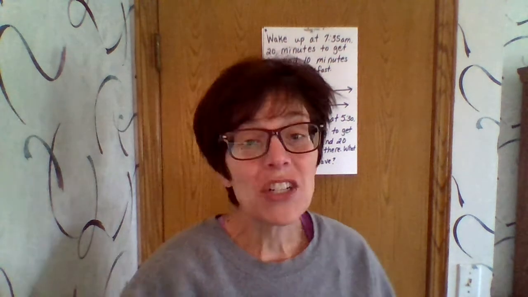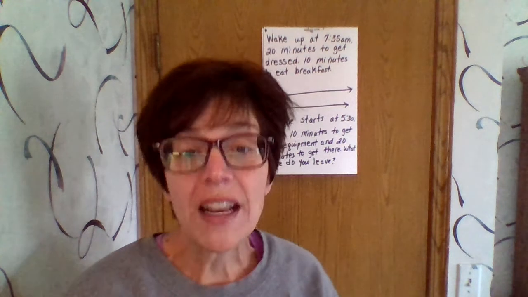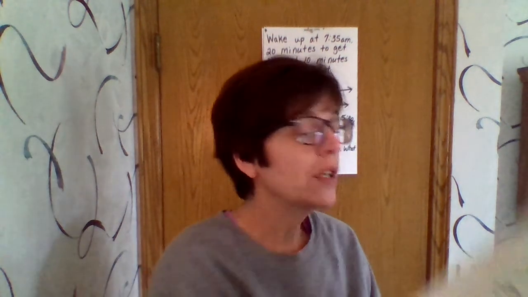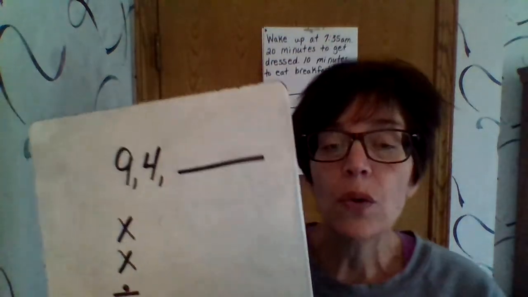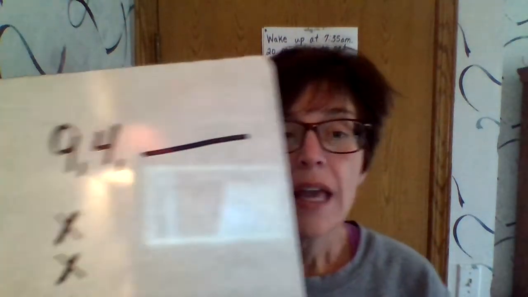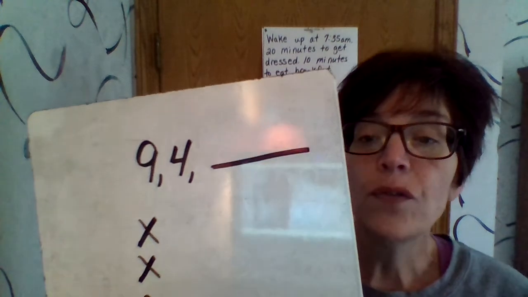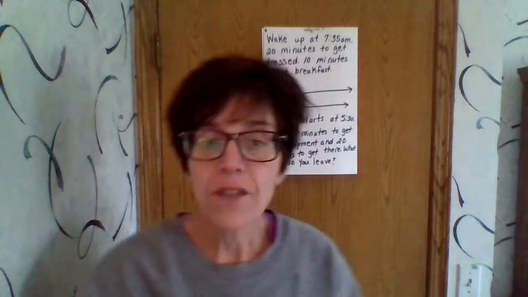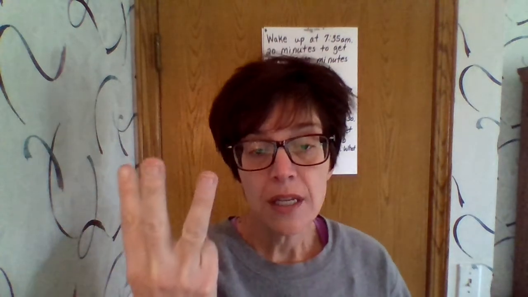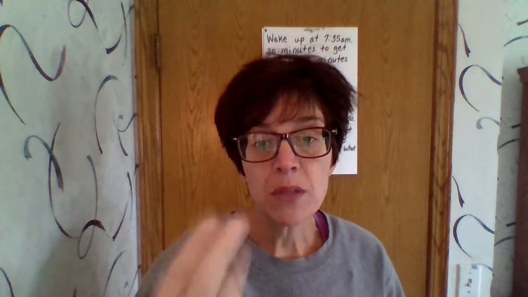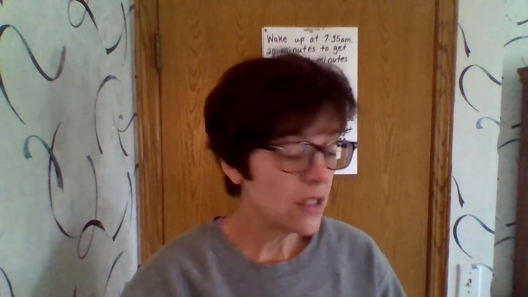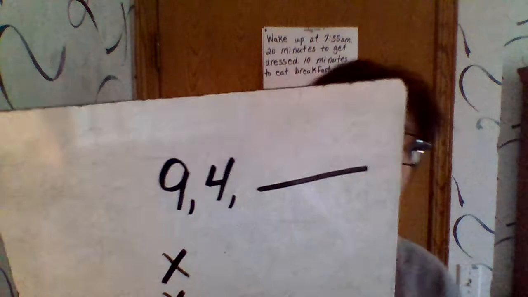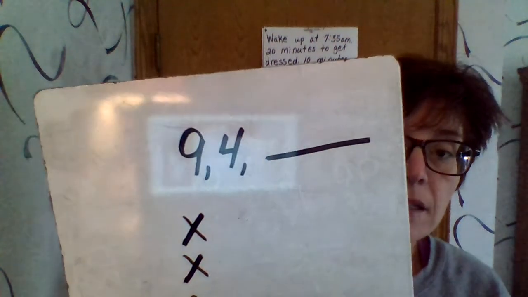All right, we're going to start today with a warm up. We're going to do a multiplication and division fact family. I have two factors here for you. I have 9 and 4. You know that all fact families have 3 numbers. When we're doing multiplication fact families, we have 2 factors, 2 numbers that we multiply together, and 1 product, the answer. So if you look, I have left out the product.